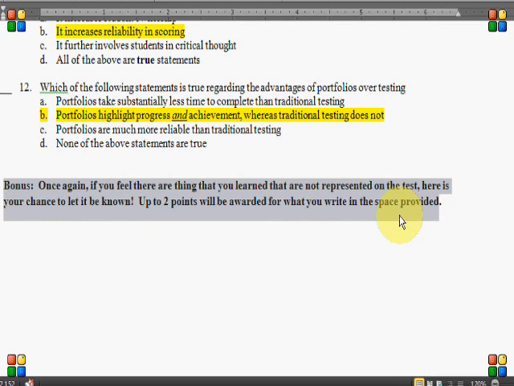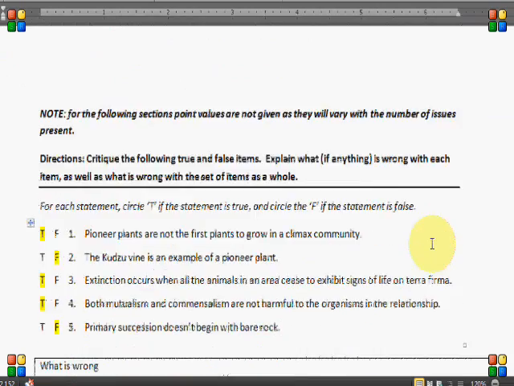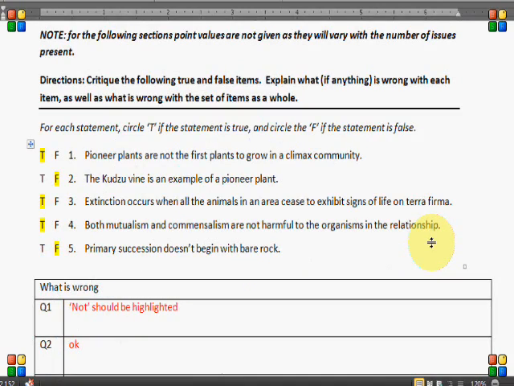Again, you will have an option to do something like this on the exam, so I would suggest taking advantage of it. You don't have to write anything, but if you want to, it's an easy way to get a few extra points. The next couple sections will be going through these different critiques.